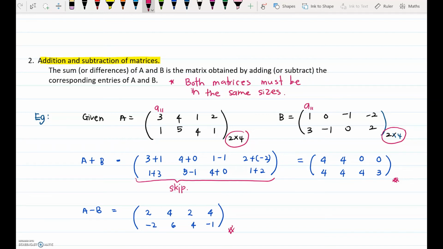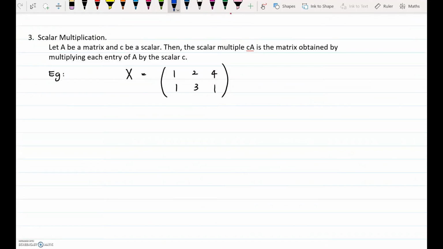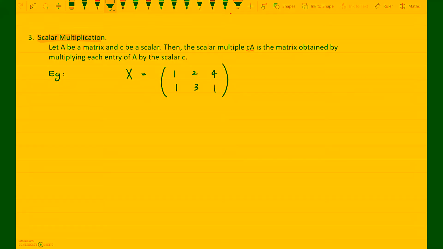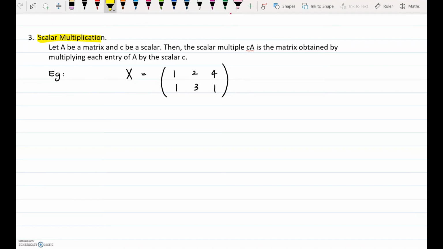Continue with the third operation, we have scalar multiplication. For scalar multiplication, let A be a matrix and C be a scalar. So we have a matrix and a scalar. Then the scalar multiple CA is the matrix obtained by multiplying each entry of A by the scalar C.